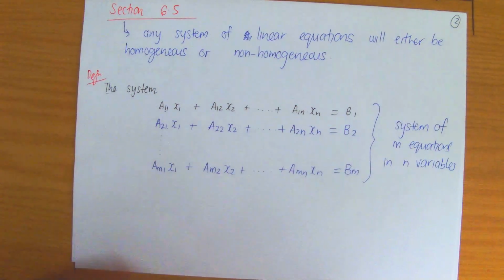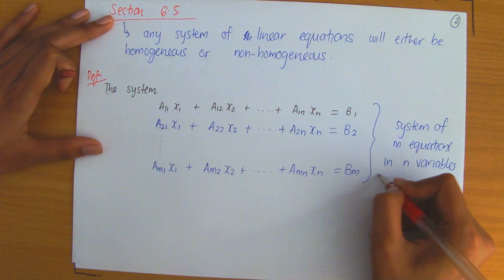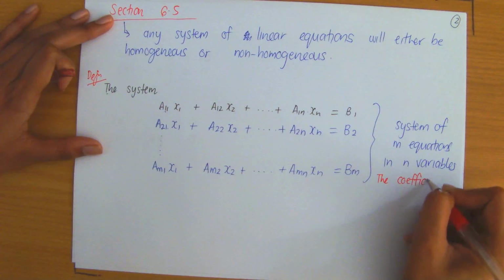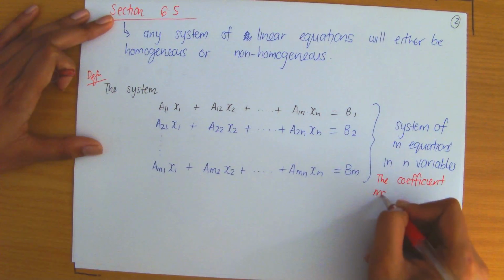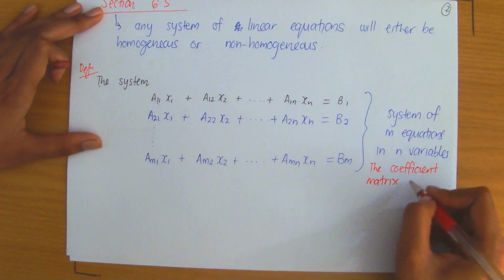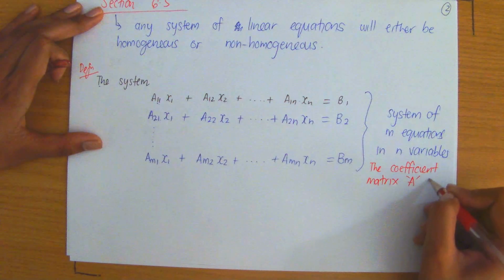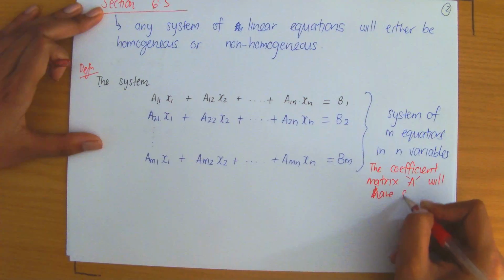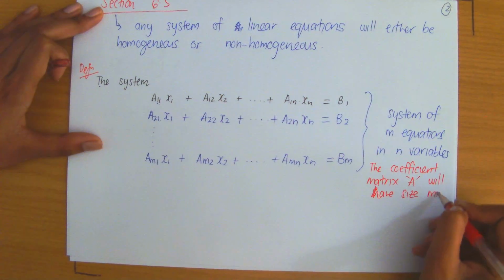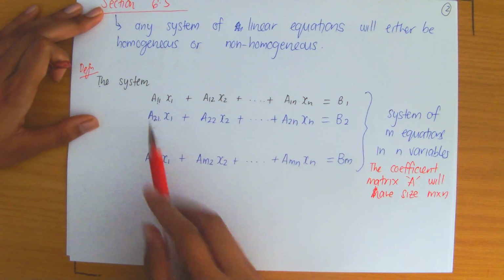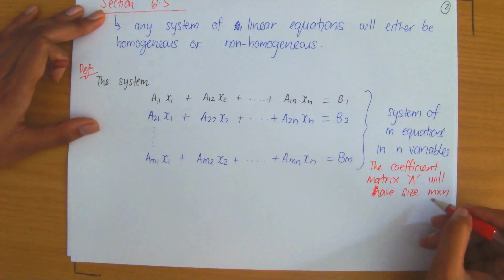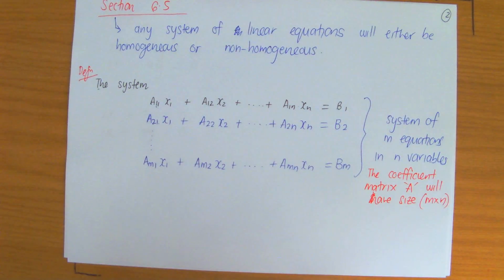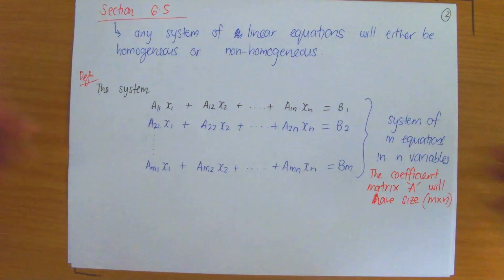So let's make a note of that. We note that the coefficient matrix, we'll call that A, will have size m by n, because we have m equations and n variables. So we will therefore have m rows and n columns. Right, so that's just something else to take note of.